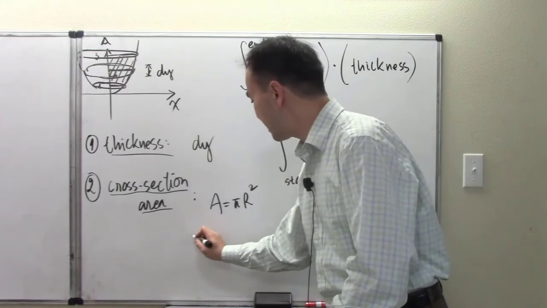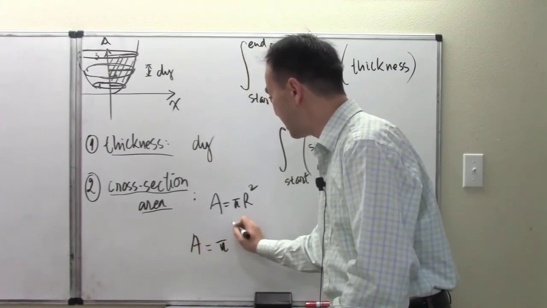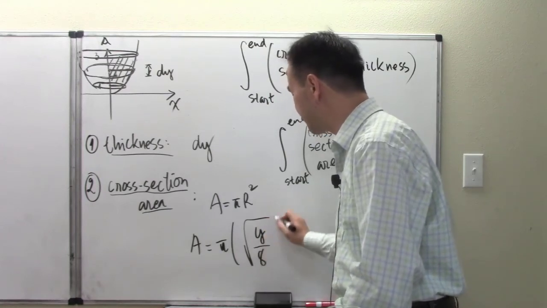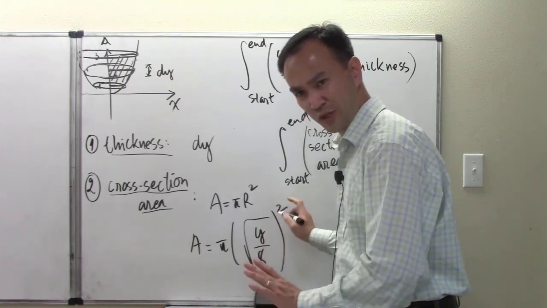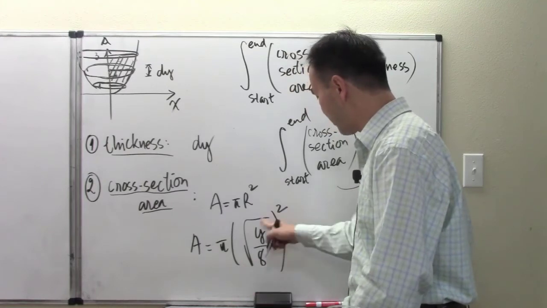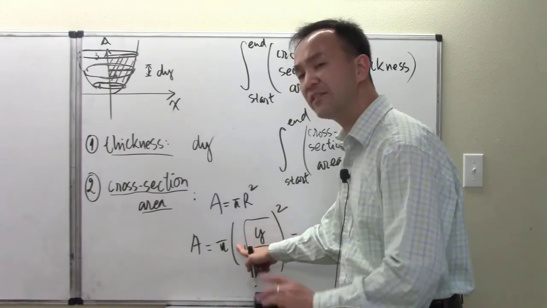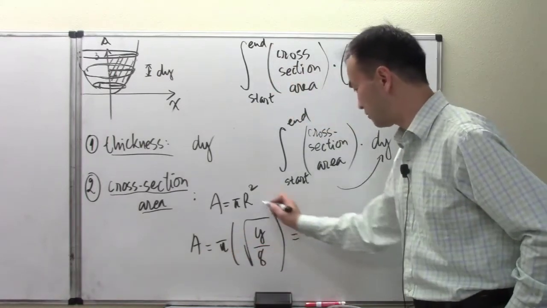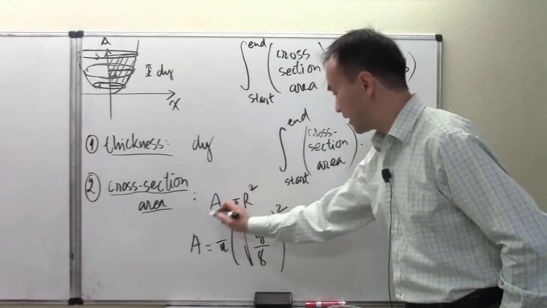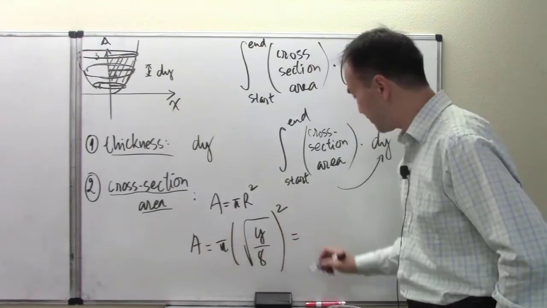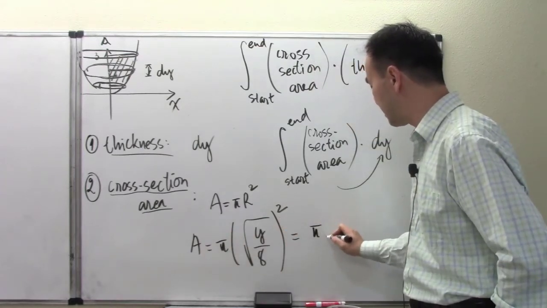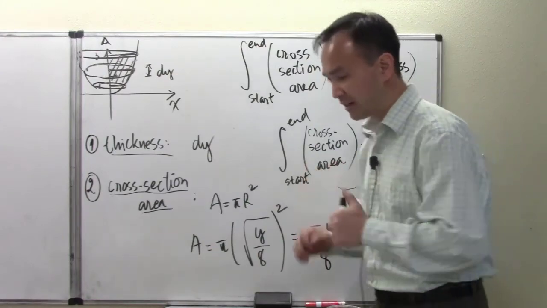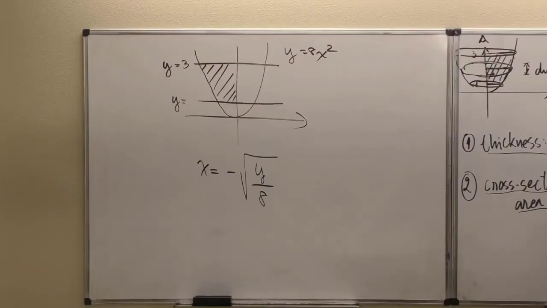So the area now is going to be pi times a positive square root of y over 8. But then we square it, and that square right there is going to get rid of the square root, and even if we had a minus sign, it's also going to get rid of that. And so now our final expression for area in terms of the y variable here is going to be pi times y over 8.